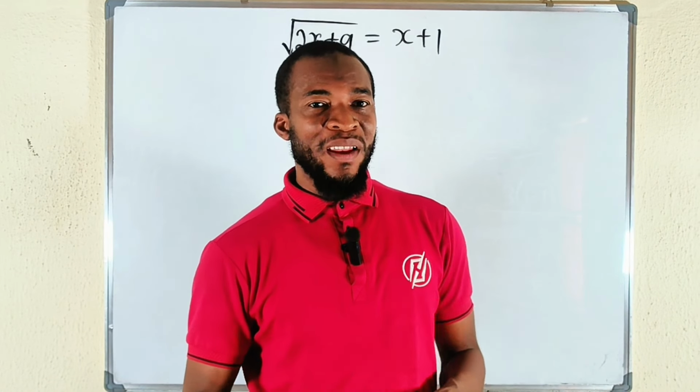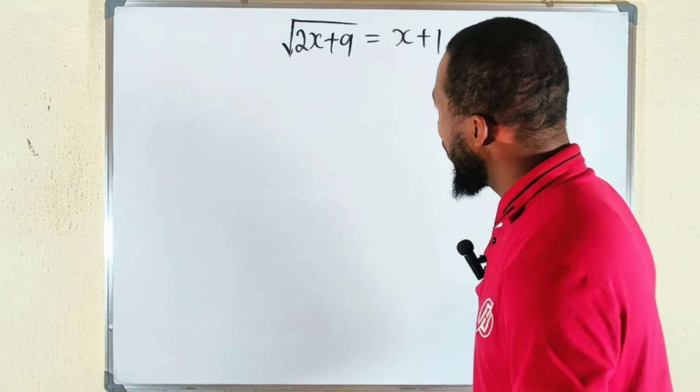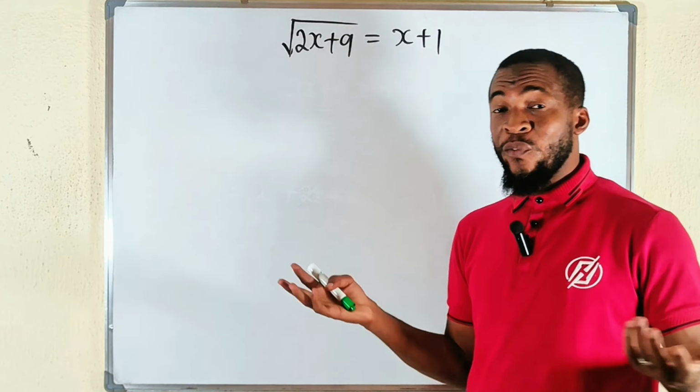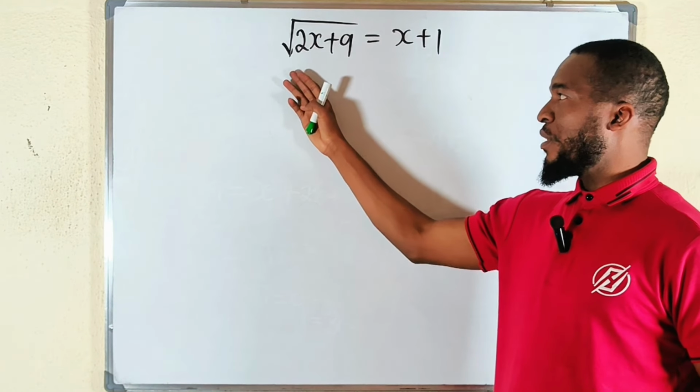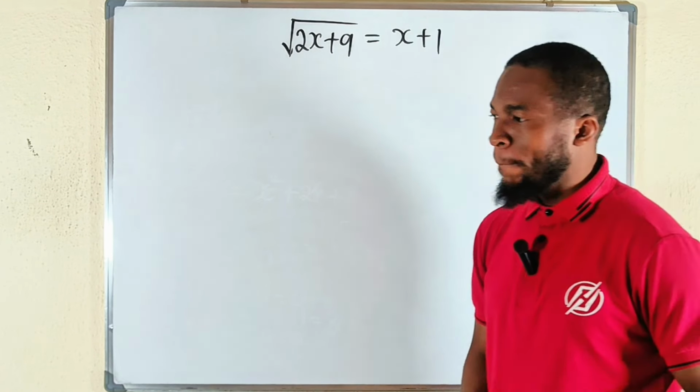Hello everyone, let us provide a solution to this very simple radical equation. We're asked to find the real value or values of x in this equation, the square root of 2x plus 9 equal to x plus 1.